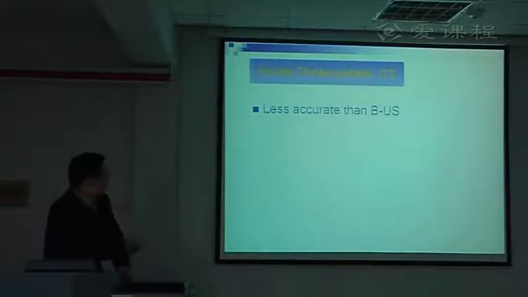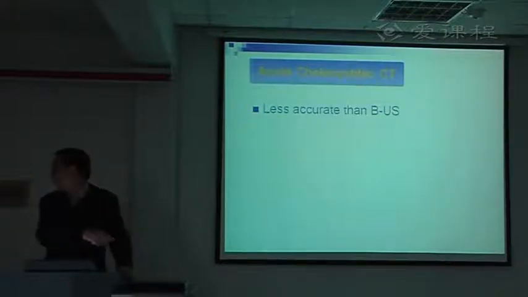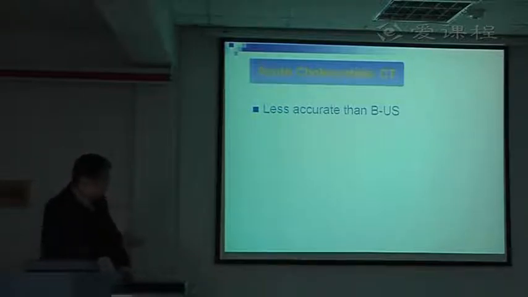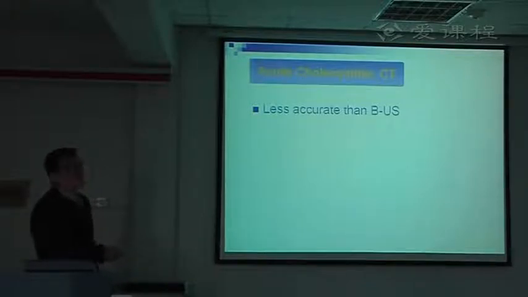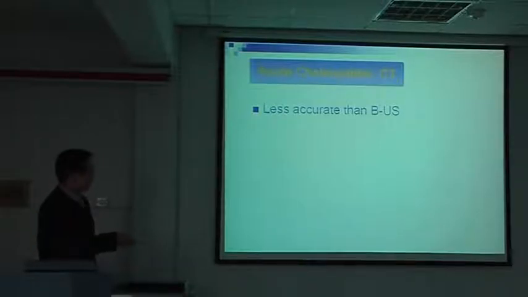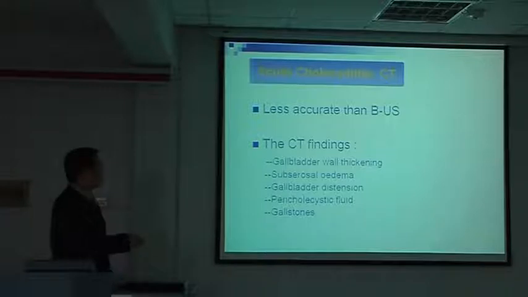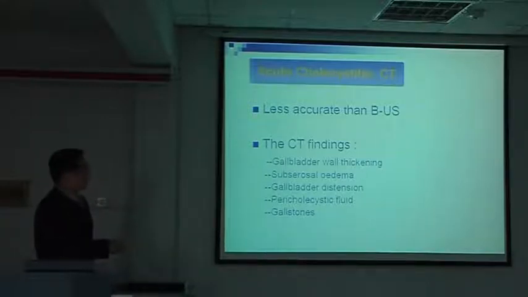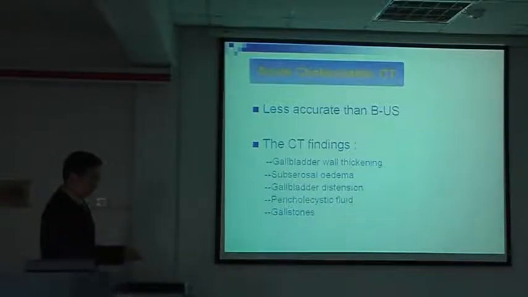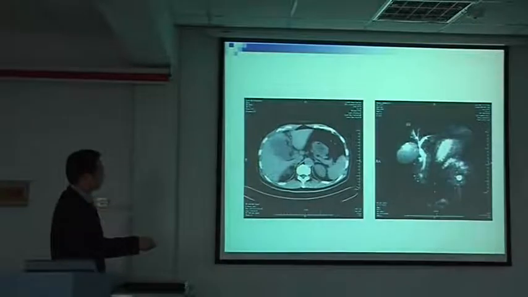About cholecystitis, the CT scan is more accurate than the ultrasound for acute cholecystitis, and sometimes we use it because CT scan can find gallbladder wall thickening, subserosal edema, gallbladder distension, pericholecystic fluid, and gallstones.